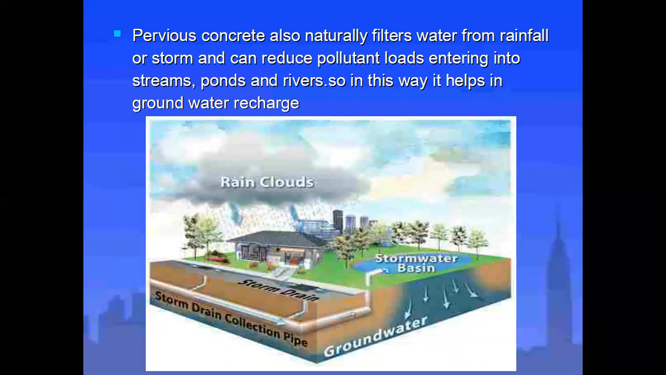The next part is that when there is rainfall, natural water is filtered into the groundwater, which increases the groundwater table also. It can reduce pollutants also. We can save the water in streams, ponds, and rivers also. The basic thing is that it helps to recharge the groundwater table.